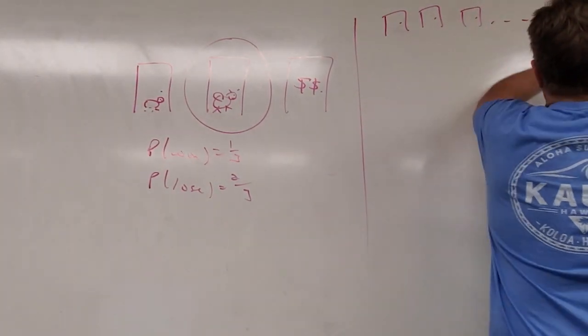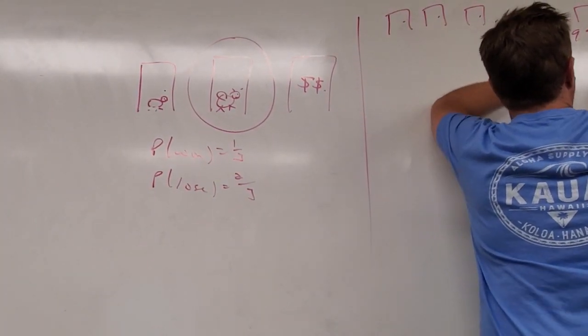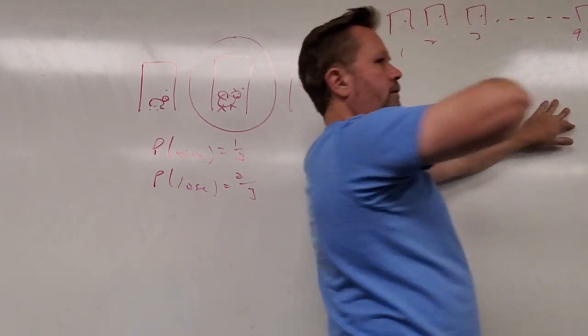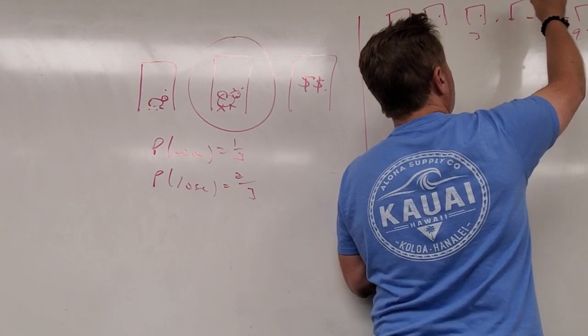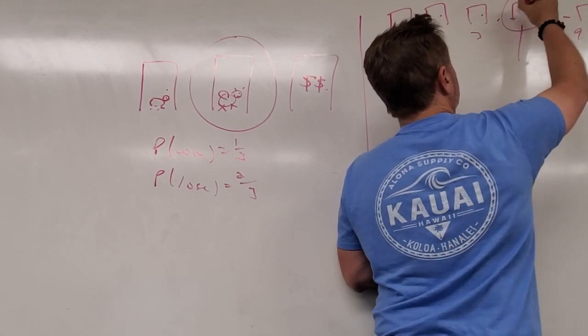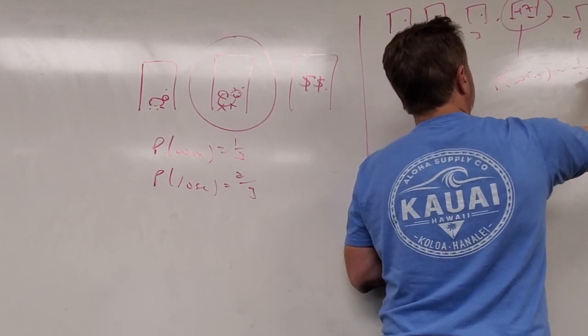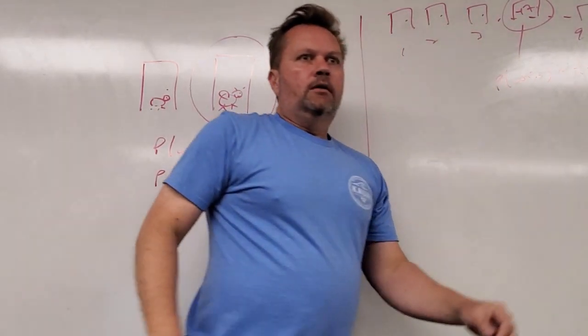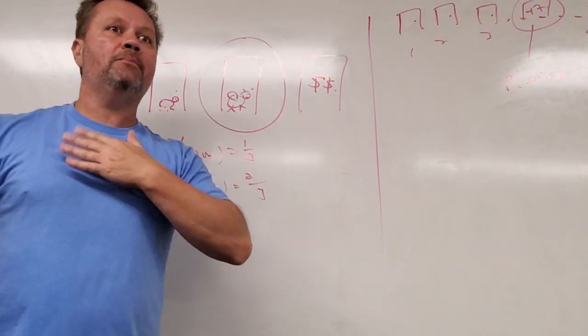100 doors. This is 99. This is 100, right? 1, 2, 3. I picked door number 47. What is the probability I got the money? 1 out of 100. It's almost definitely sure I did not pick the money.